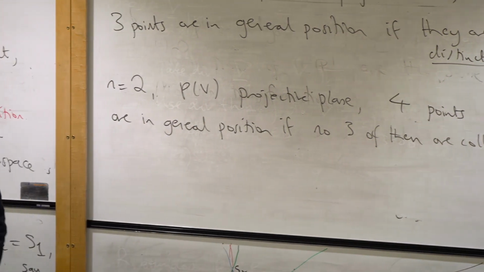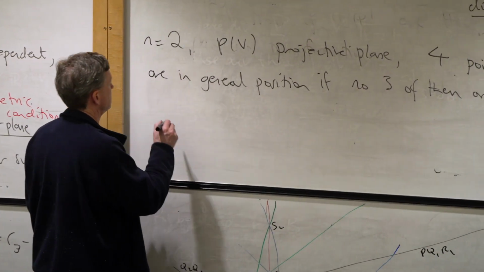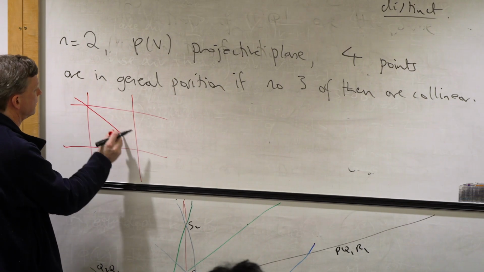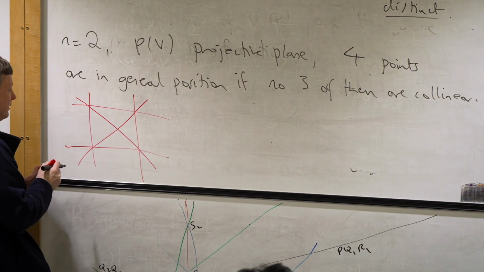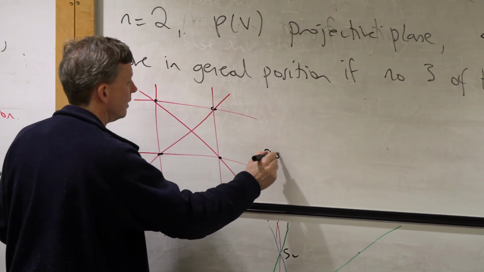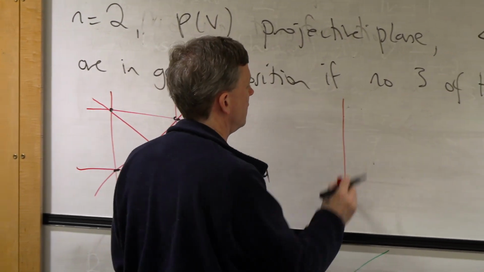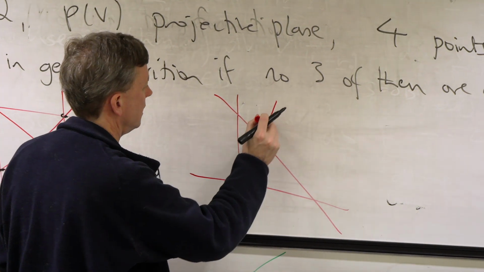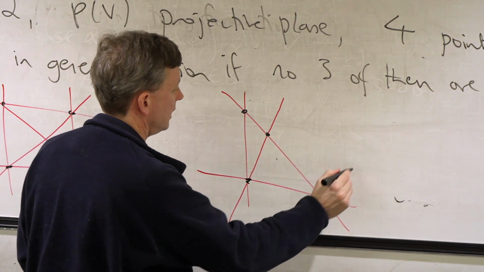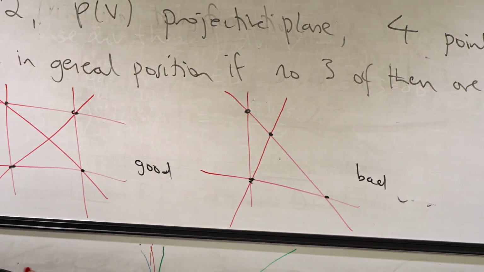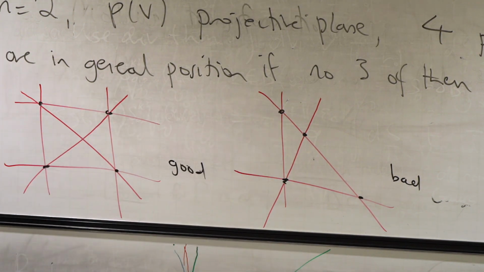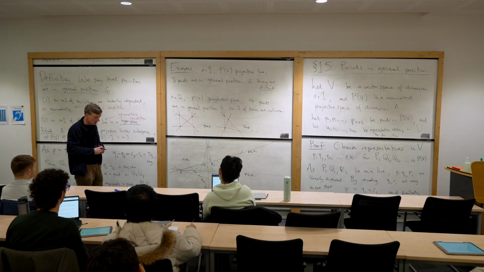So a situation like this is good, whereas a situation like this is bad, because those 3 points are on a line, and various of these lines have collapsed onto that one. Okay.